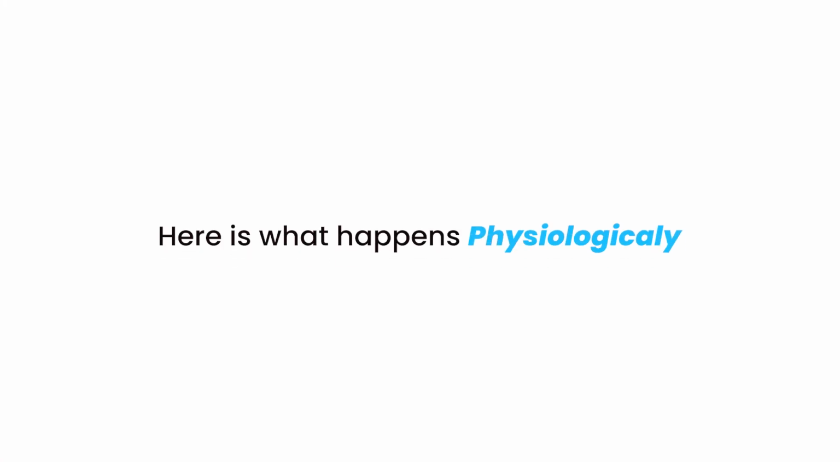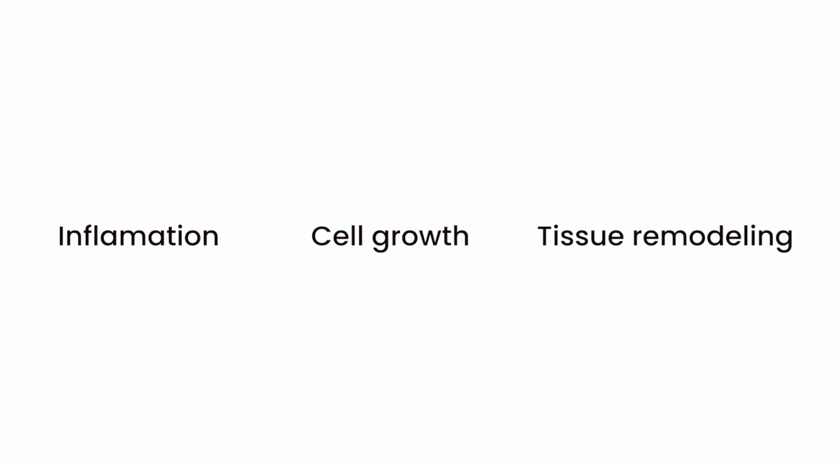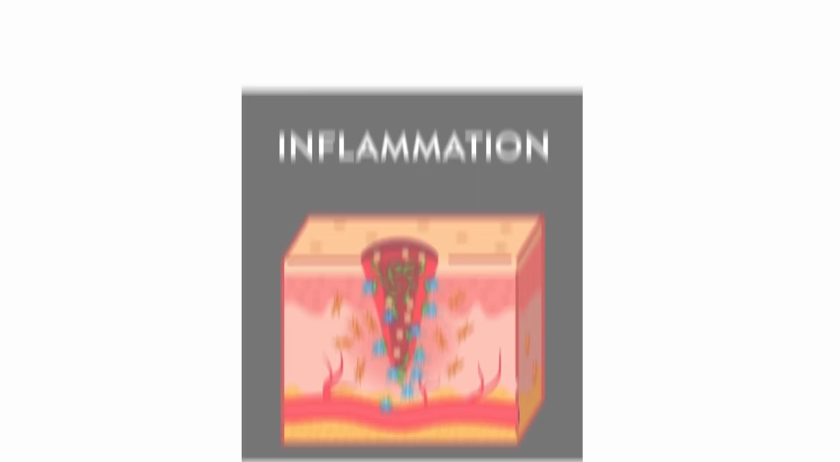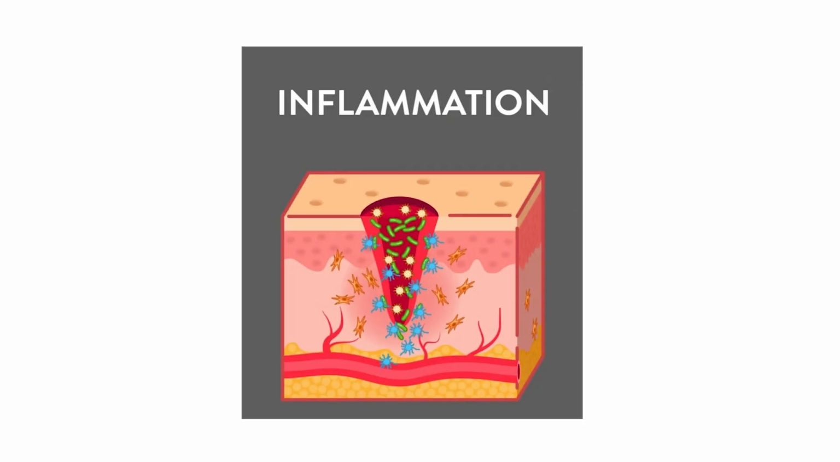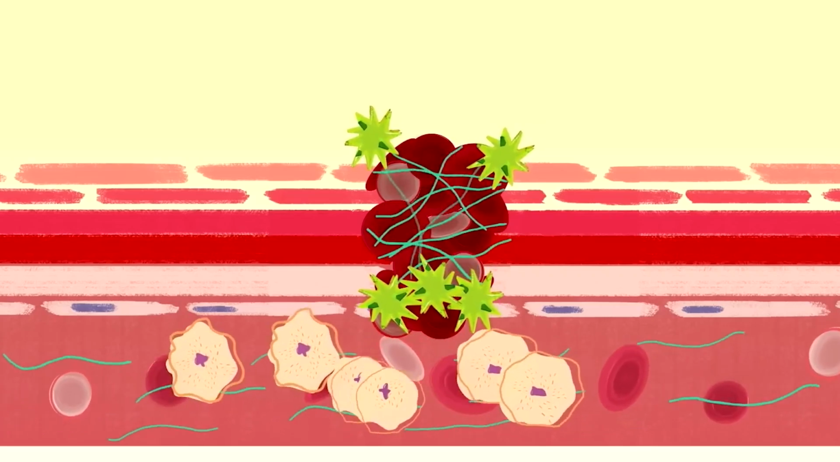Here's what happens physiologically when a wound becomes chronic. The normal healing process depends on a careful balance of inflammation, cell growth, and tissue remodeling. In a chronic wound, that balance is broken. Inflammation becomes prolonged and destructive instead of helpful. The cells that are supposed to rebuild tissue get stuck in a loop. They keep trying to start the process over, but they can't move forward.